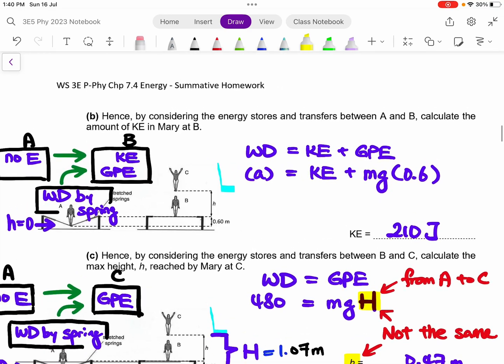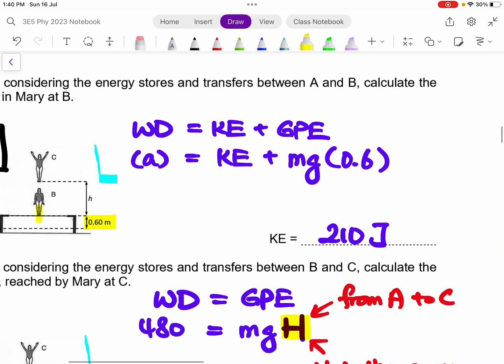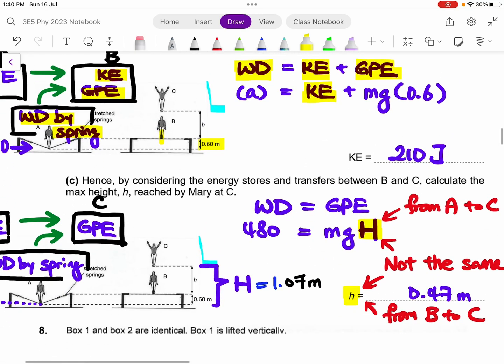For part B, when Mary reaches B, there is both GPE gain and kinetic energy gain because of this height of 0.6. These gymnasts are getting the energy from the work done by the trampoline, or the spring. So you can use whatever you get from part A, and this energy is being converted into kinetic energy and GPE. You'll be able to find your kinetic energy as 210 joules, 2 SF.